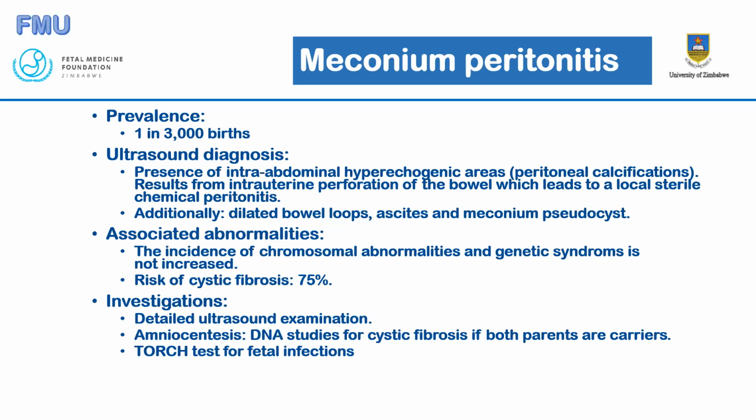The incidence of chromosomal abnormality or genetic syndrome is not increased. So if we are highly suspecting chemical peritonitis, we do not offer aneuploidy screening. Then the risk of cystic fibrosis is about 75%.